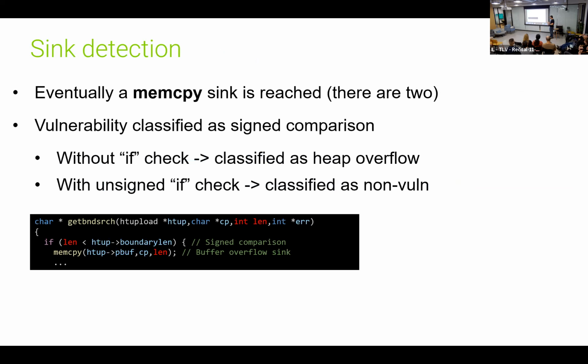Just to clarify, if there wasn't an if check here, we could just say, okay, this is a heap overflow, because you can copy as many bytes as you want since you control length, and you get an overflow. Because it's a signed integer, we classify it as a signed comparison bug, which sometimes is exploitable, sometimes not. In this case, it was exploitable. And of course, if it was unsigned, then we would just say, okay, this is not a vulnerability. So these are all the possible cases that could have happened here.